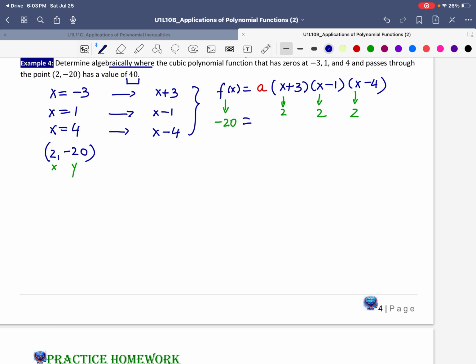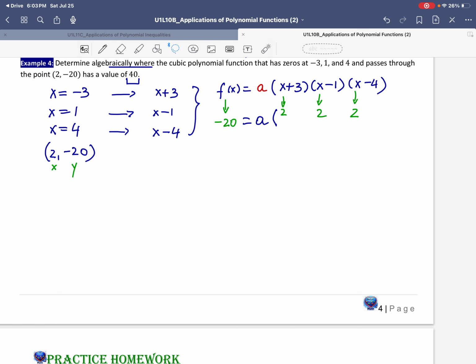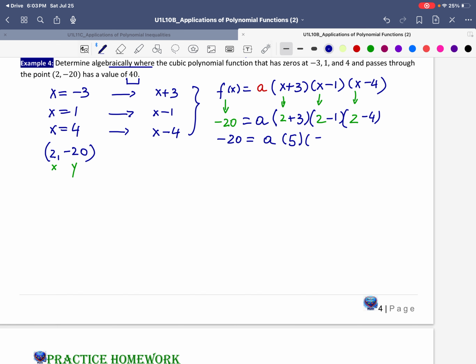So what we have in this case then is a, and I'm going to bring these numbers a little bit lower here. So 2 plus 3, 2 minus 1, and 2 minus 4. So -20 equals a, and we have 5 times -2 times +1 times -2. So we have -10a equals -20. And that tells us that the value of a must be +2. So divide both sides by -10.